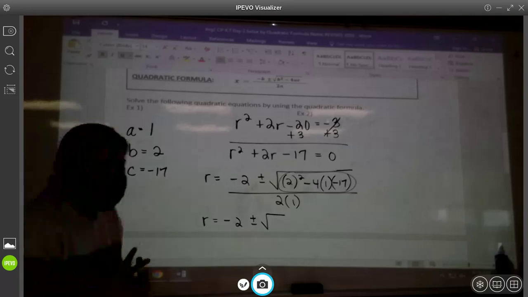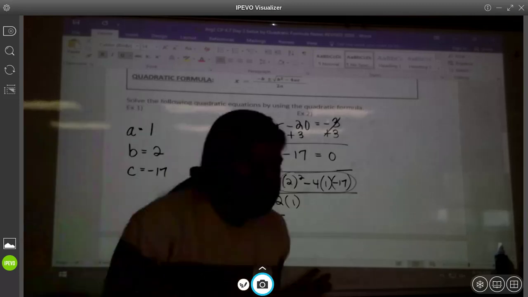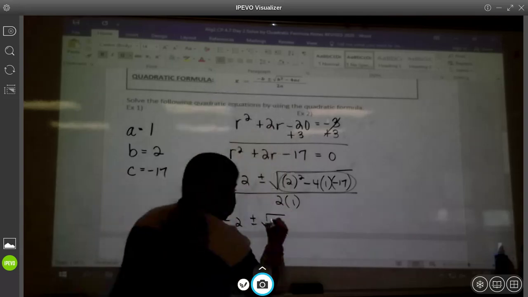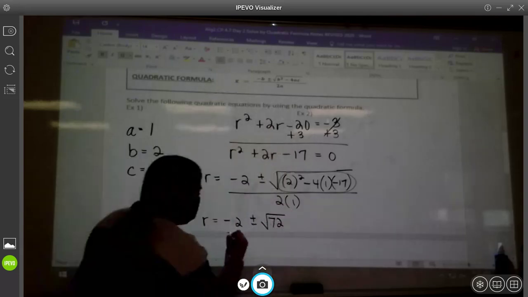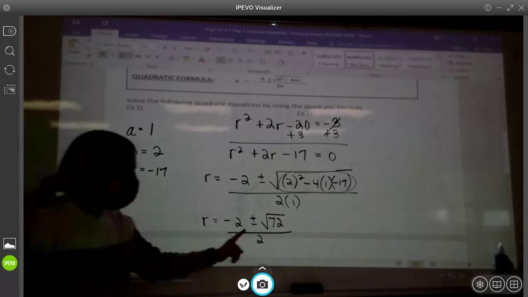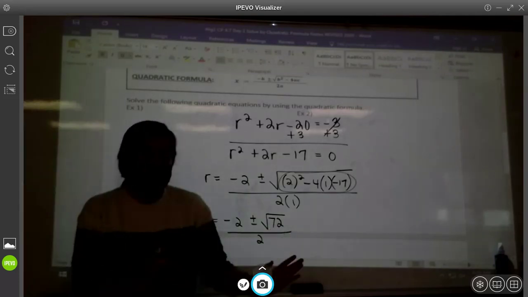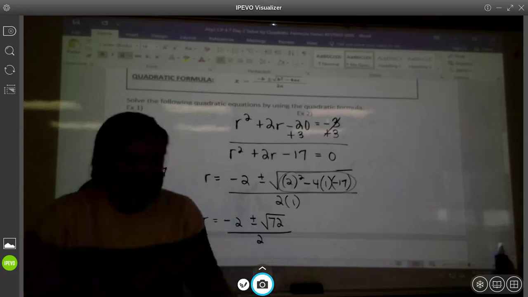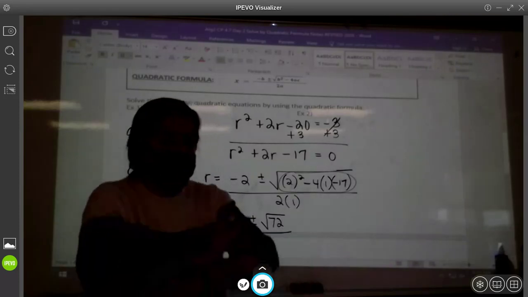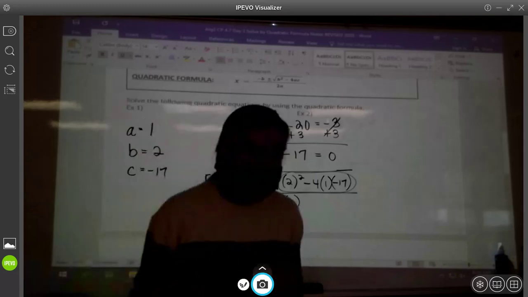And I believe you get positive 72. Anybody get positive 72? Yes? Okay. So positive 72, all divided by 2. So let's go back to that square root. Can I take the square root of 72 and get a whole number? No. But can I simplify the square root of 72? Do any of my perfect squares divide evenly into it?